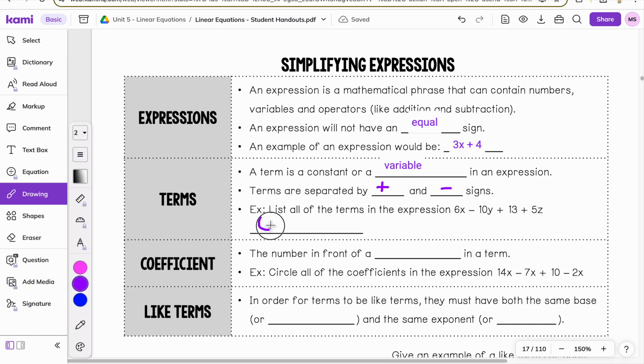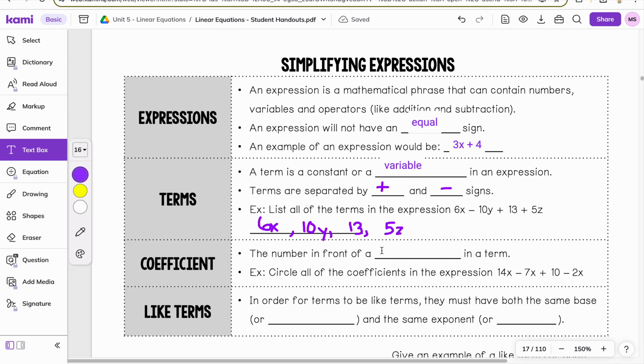We have 6x. It's separated by a minus sign, right? So the next term that we have is 10y. That's our second term. Separated by a plus sign, we have 13, our third term. Separated by a plus sign, we have 5z as our fourth term.